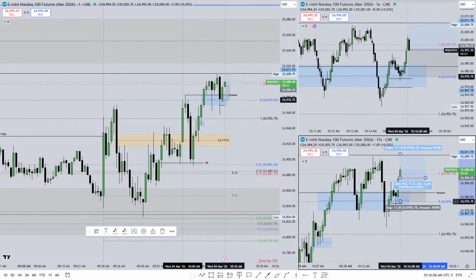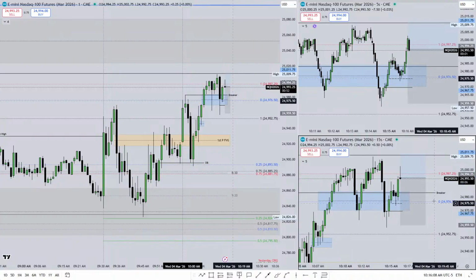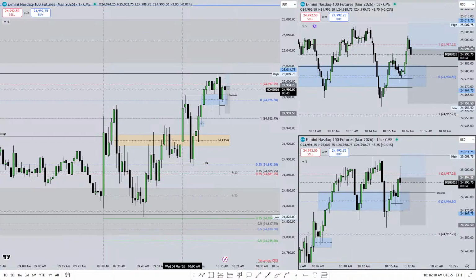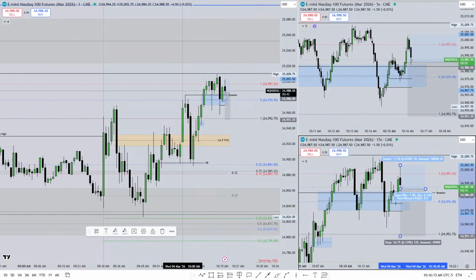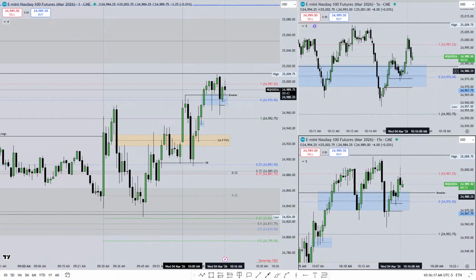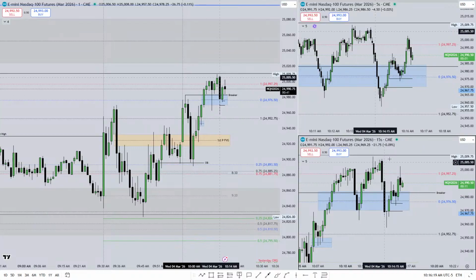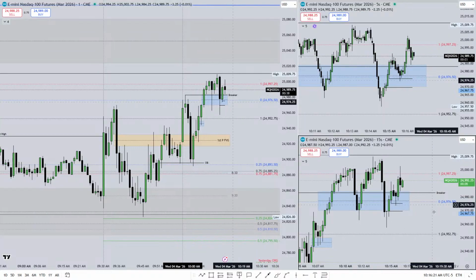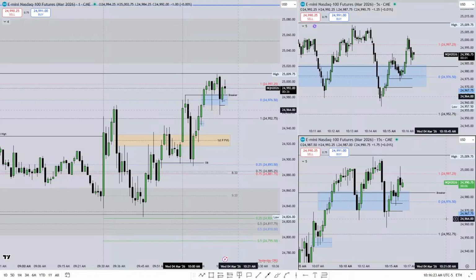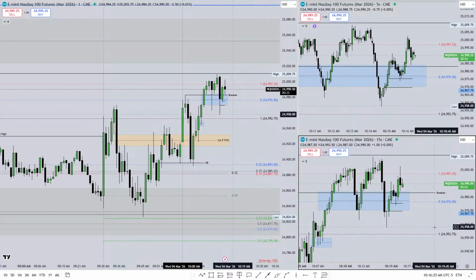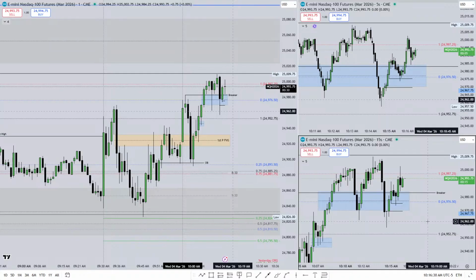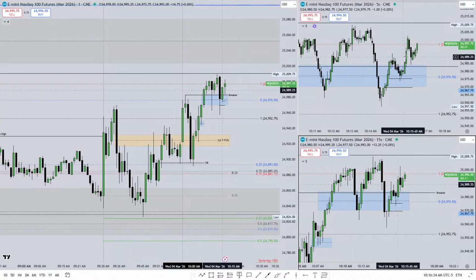Don't go take that high yet. Damn. Went and filled that right away. I was about to take this BISI right here. Still this 5 second.